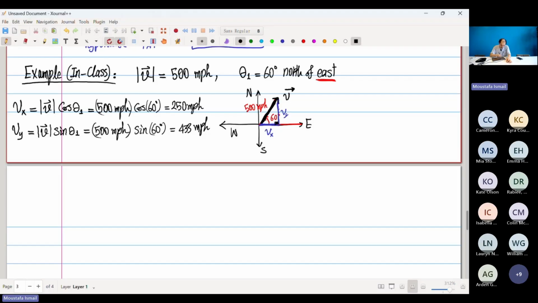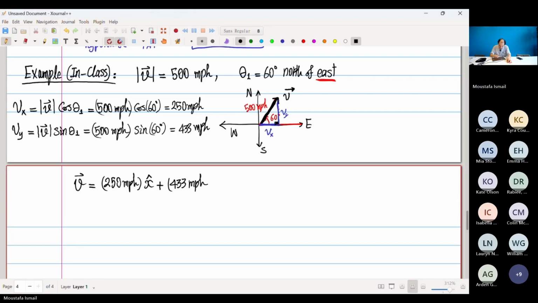Okay, those are the components. If we want to write a vector completely, that would be V equals 250 miles per hour x hat plus 433 miles per hour y hat. That is the vector component form. Okay.